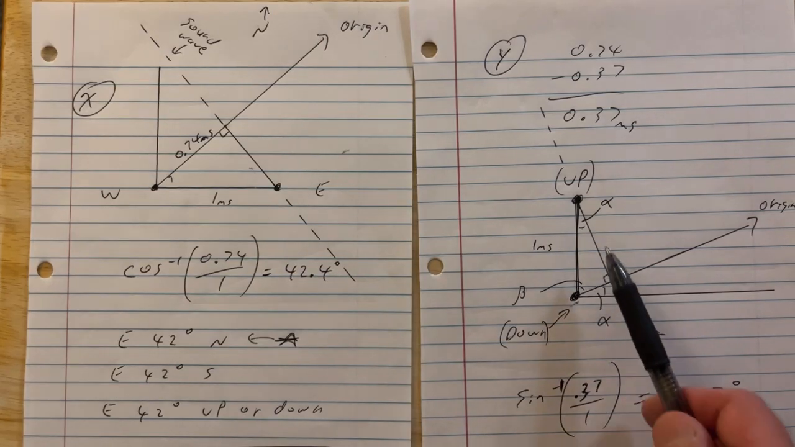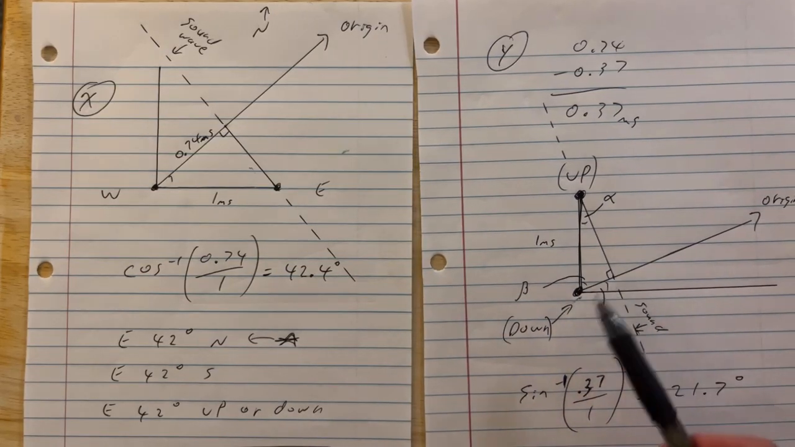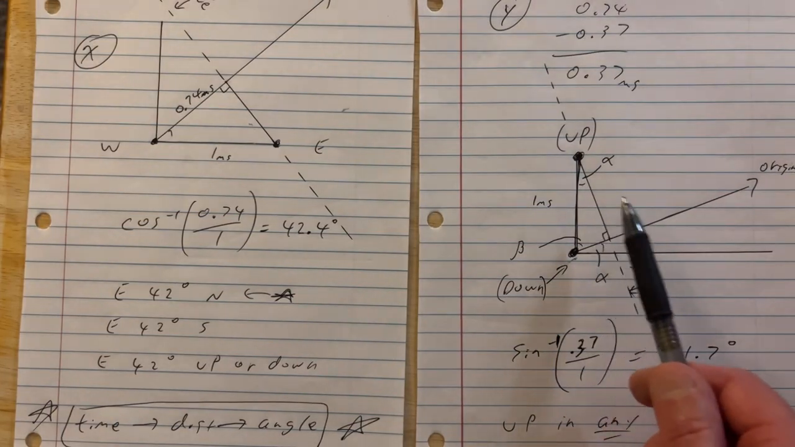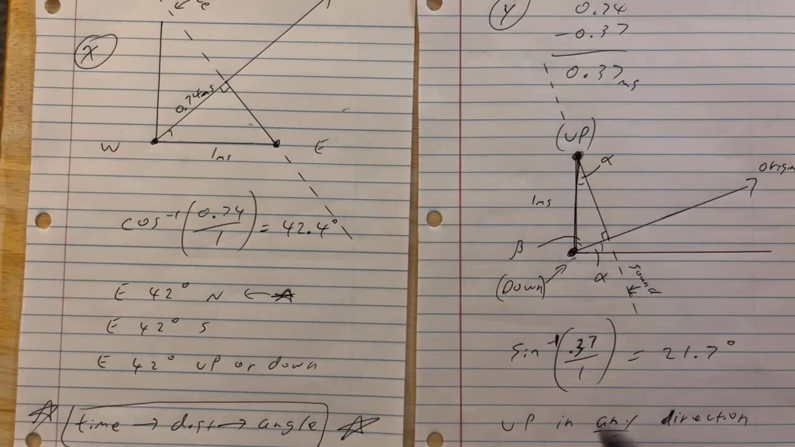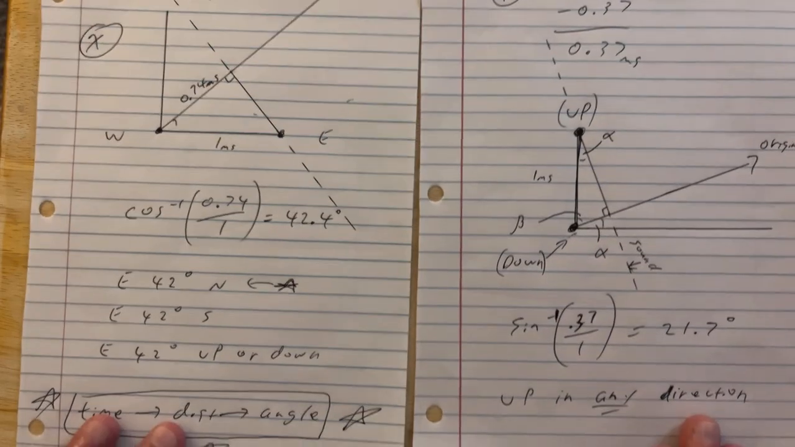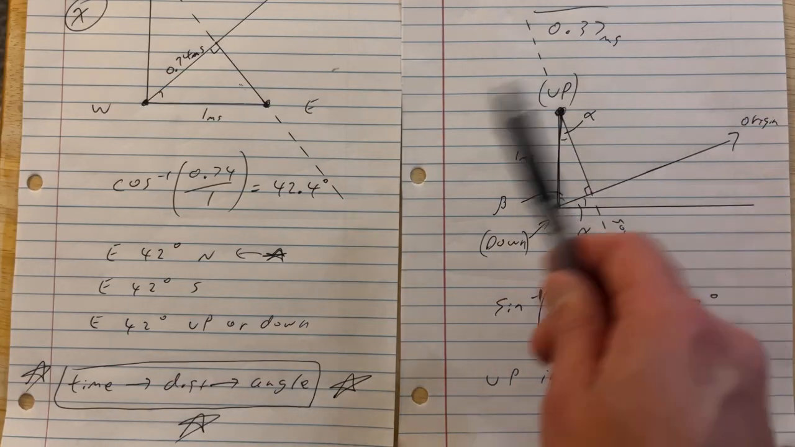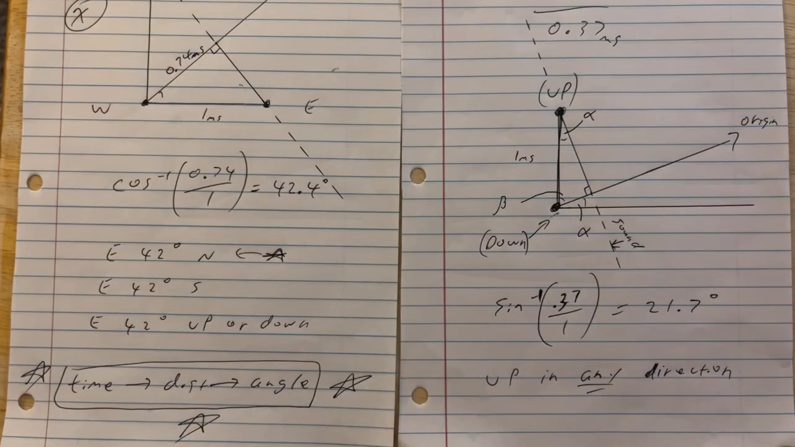I'm just explaining this because I'm going to use the sine of alpha and not the cosine of alpha. So we take the arc sine of 0.37 over 1. This gives us 21.7 degrees up. So we know the shooter is 21.7 degrees up in any direction, because this triangle will spin around and make a cone. And next page.